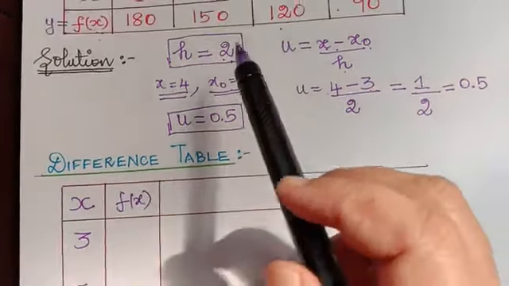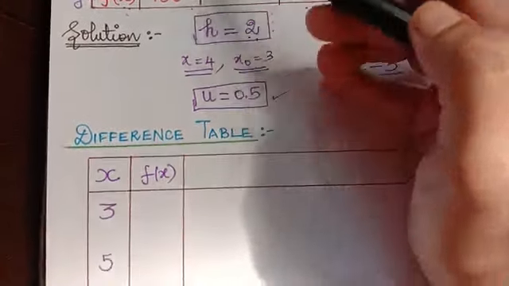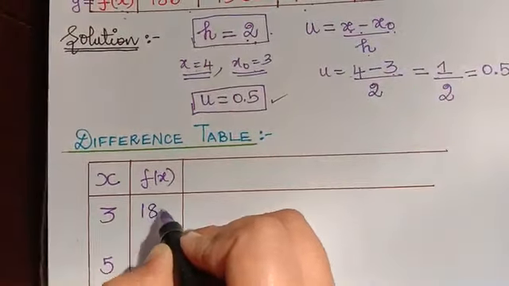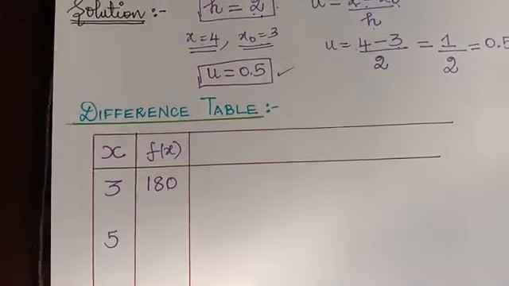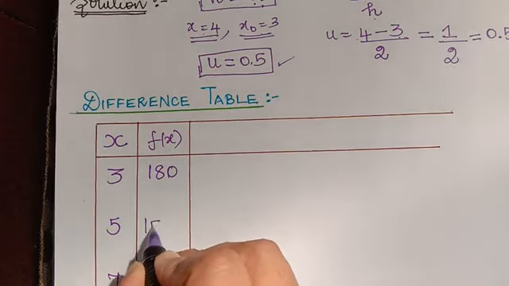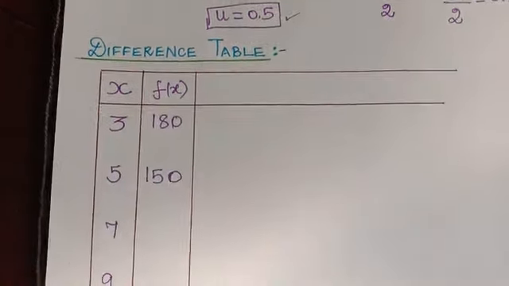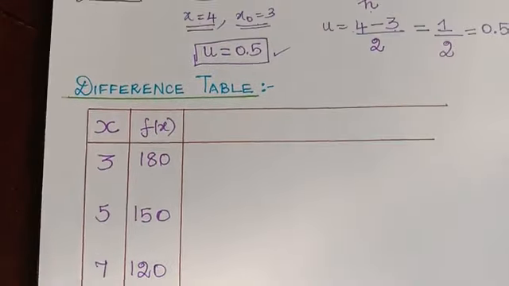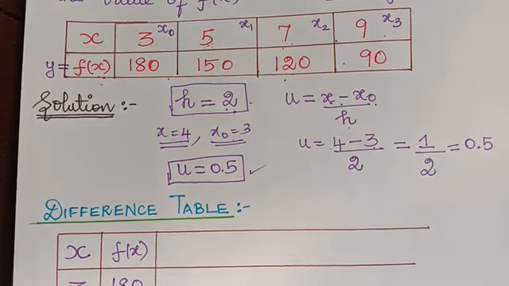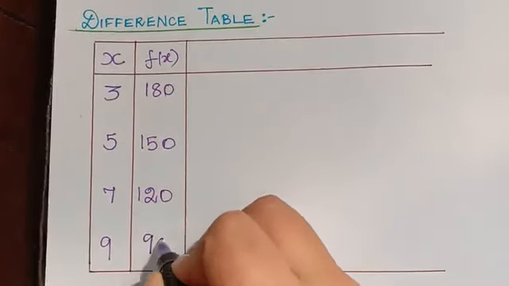What are the values given here? For 3 it is 180, so we have to write 180. And then for 5 it is 150, so we have to write 150. For 7 the value is 120, so we have to write 120 here. And then for 9 the value is 90, so we have to write 90 here.